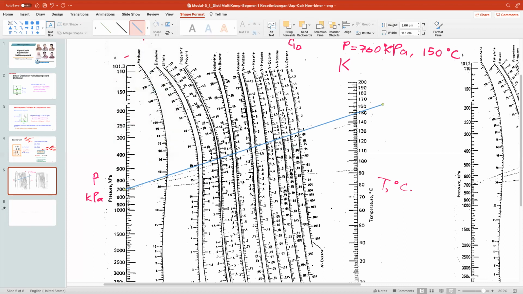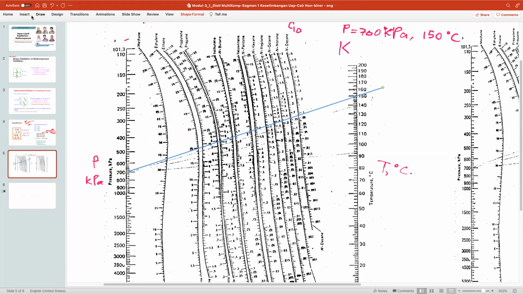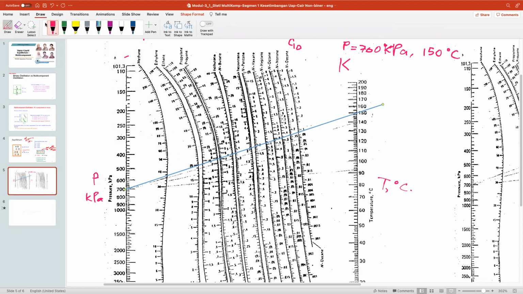Okay, can you see the line? Now you can read the K value for each component. You need to do it manually because now we're training you to understand. But later, for example in the final project or when you are at work, of course you're not going to do this. You're going to use HYSYS, but before using HYSYS, you should know how to really get it manually.